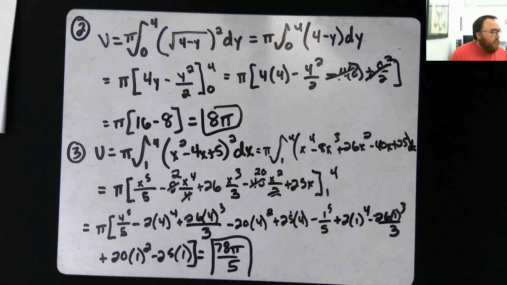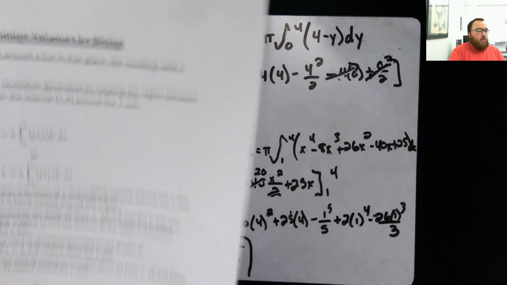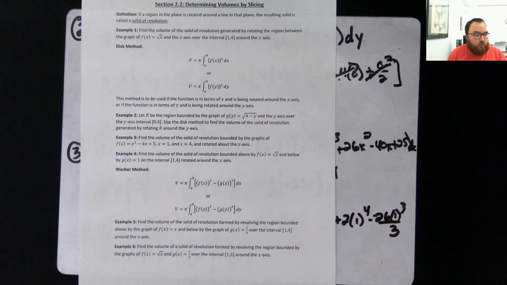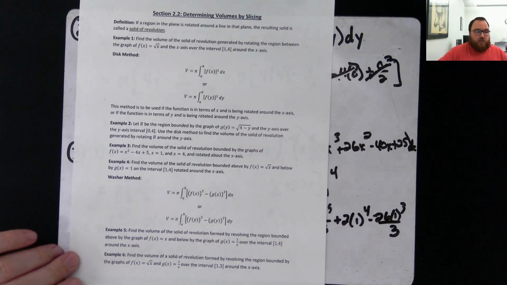This next example takes it one step further. So let's look at example number 4. Hit pause if you need to write this down. Example number 4 says, find the volume of the solid of revolution bounded above by f of x equals square root of x and below by g of x equals 1 from 1 to 4. So let's look at what changed there.